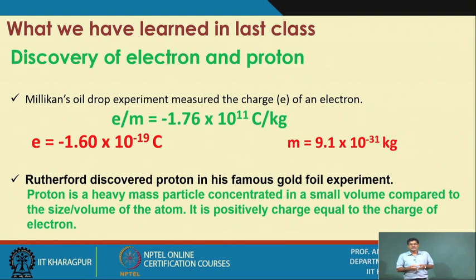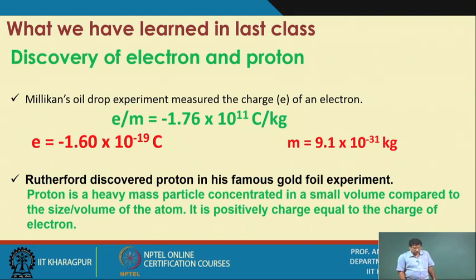So, the size of this nucleus is, I think, 1/10,000th of the size of the atom. If the size of the atom is around 10 to the power minus 10 meter, then the size of the nucleus where proton is concentrated is around 10 to the power minus 14 meter. So, the difference is 10 to the power 4, four orders of magnitude.